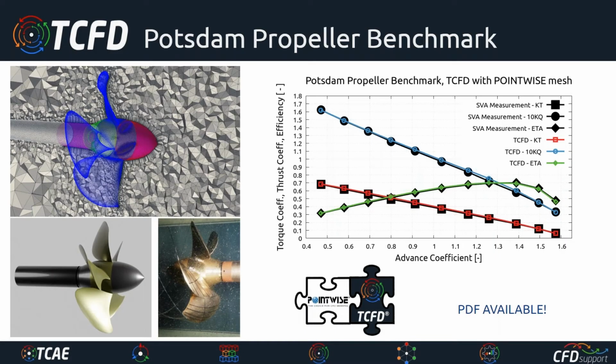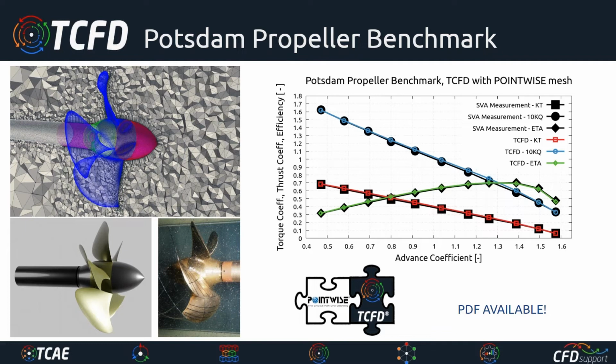The next example I have today is the Potsdam propeller benchmark. It's a famous ship propeller test case. It has been extensively measured in the SVA Potsdam laboratory in Germany. The measurement data is publicly available, as well as other CFD codes' results. So there is really a lot of public data available about this test case. Below you can see the workflow scheme.